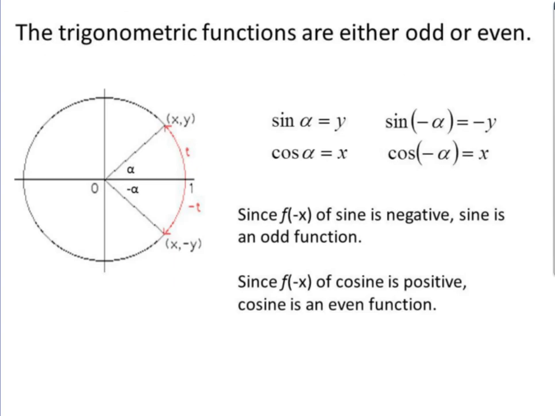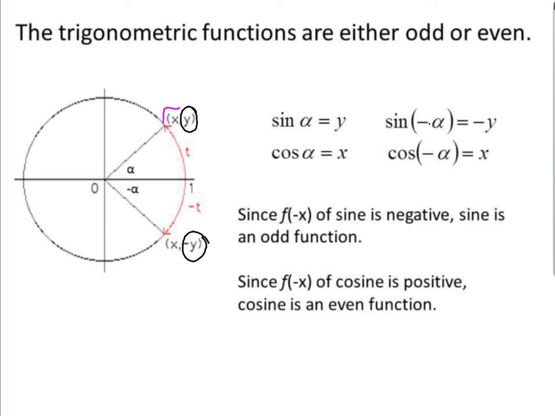Now, when we're looking at the unit circle, remember there's positive and negative values. So when we're looking at the right side of our unit circle, the sine of alpha, sine, remember, is your y value, would give us a positive y. The sine of negative alpha is going to take us down here. That would have a value of negative y. So if I plug in a negative alpha and it gives me a negative value, that means it is an odd function. So cosine is an odd function. Sorry, sine is an odd function.